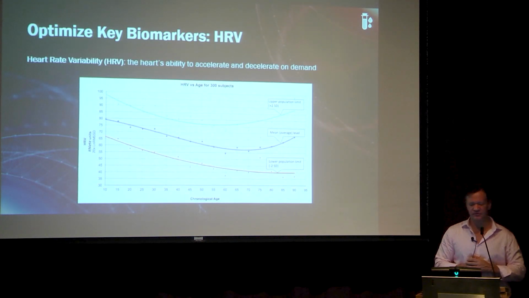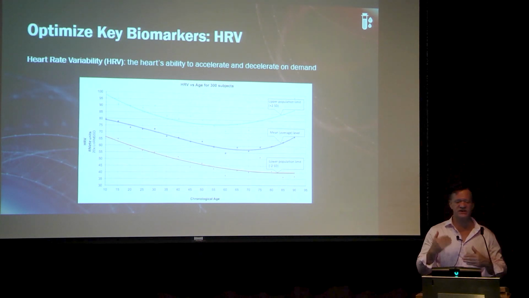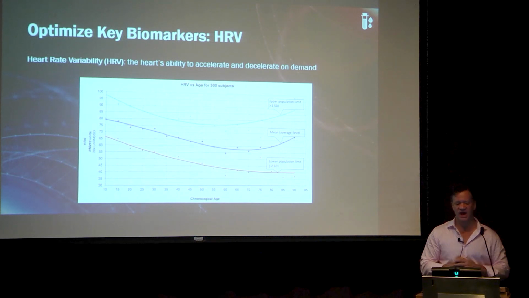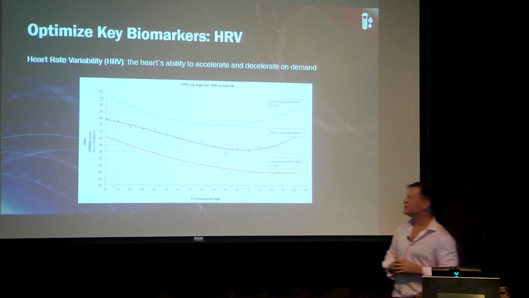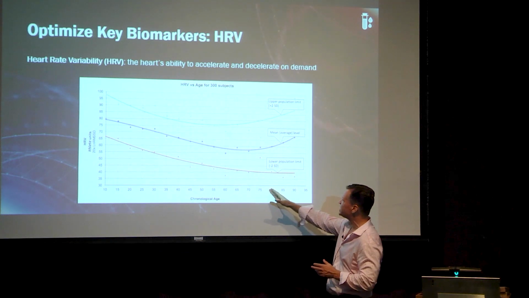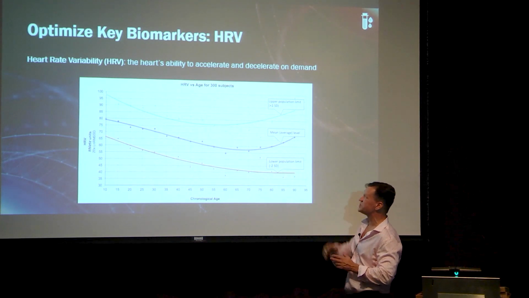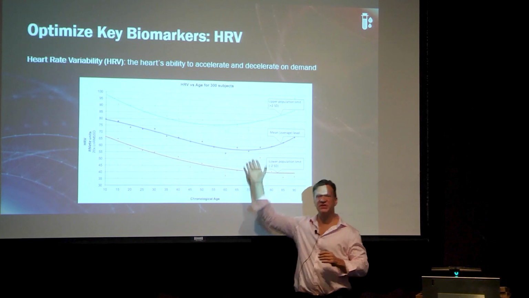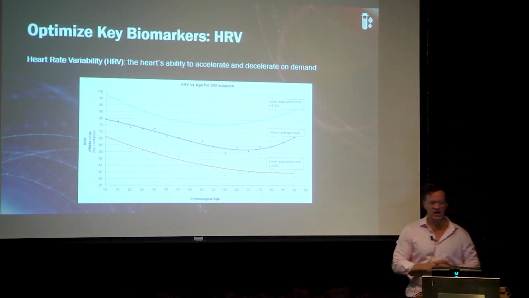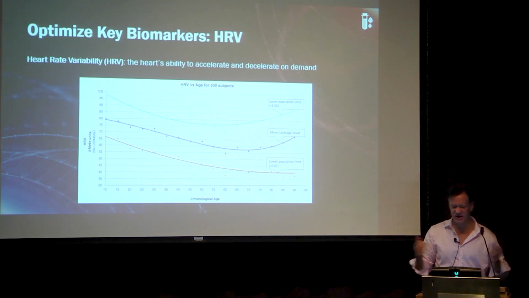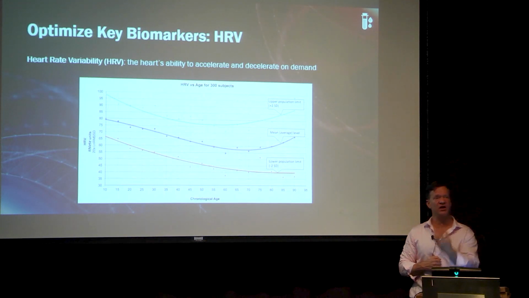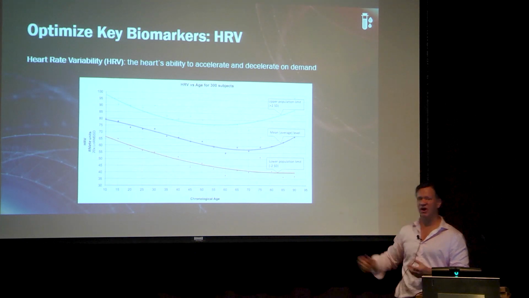HRV, heart rate variability. This is the heart's ability to accelerate and decelerate on demand. This has gotten extremely popular in the fitness community. And this is very strongly correlated with age as well. So you'll notice it tends to go down over time until the age of about 65, 70, 75, where it tends to gradually go up for most people. And generally speaking, you want this to be as high as possible. So if you use a sleep tracking device like an Oura Ring, that'll tell you your heart rate variability at night. And generally having a better state of cardiovascular health is going to improve your heart rate variability.